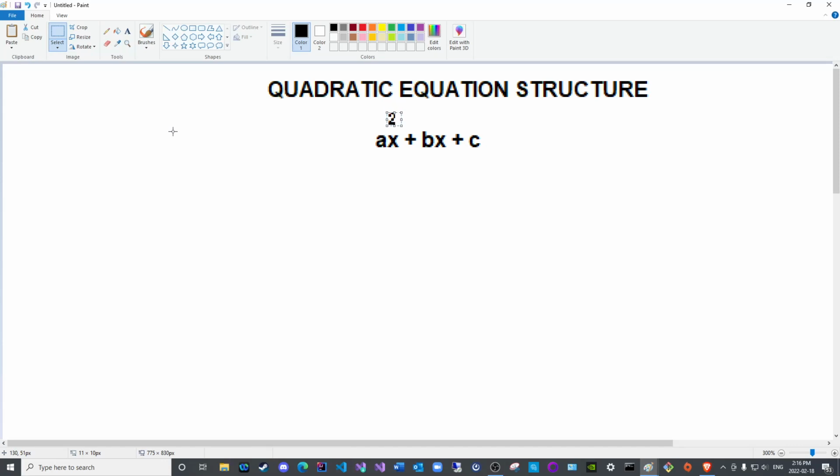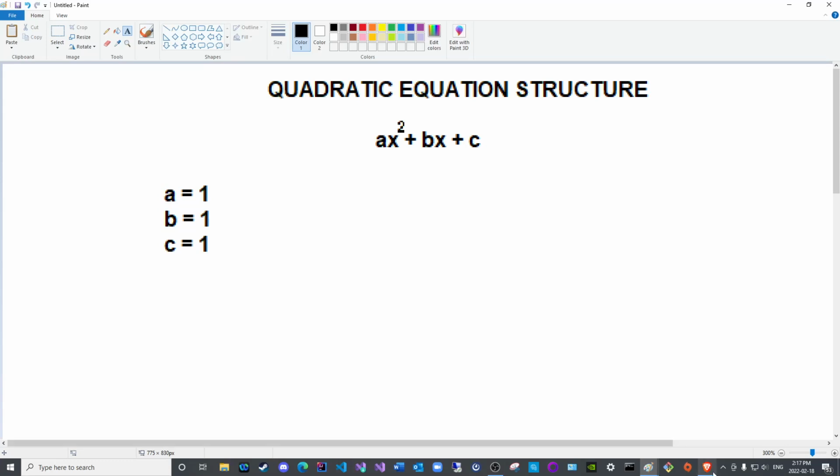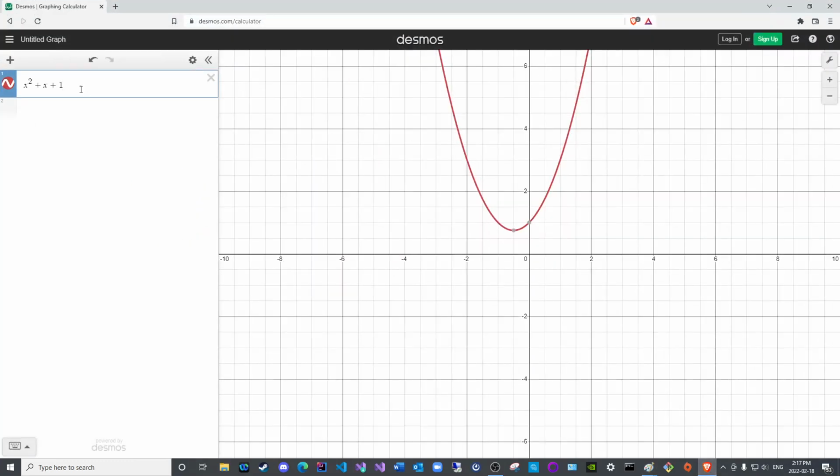Now let us take a look and see how changing A, changing B, and changing C affect the graph. We will start with simple numbers, and then we will increase the numbers to see how the graph is affected. So we will start with 1 for all 3. We will move on to Desmos here. We have the graph here.